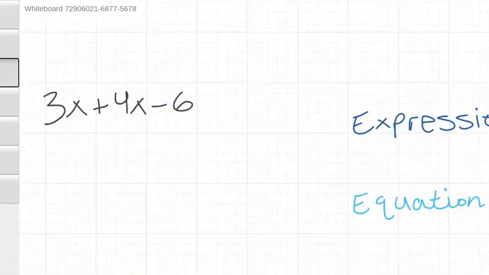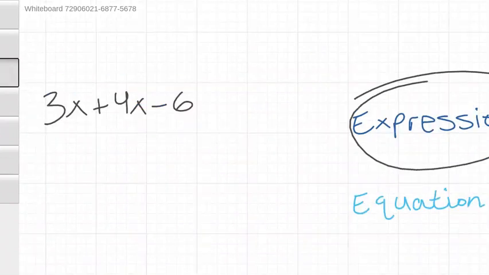Let's do some practice problems. 3x plus 4x minus 6. What is it? This is an expression. It's an expression because there's no equal sign. Let's solve it. So 3x plus 4x minus 6. What could we do? Well, we can add 3x and 4x because they are like terms.